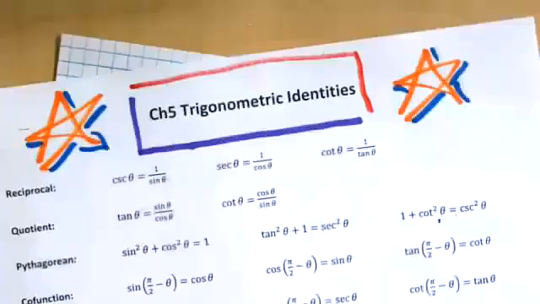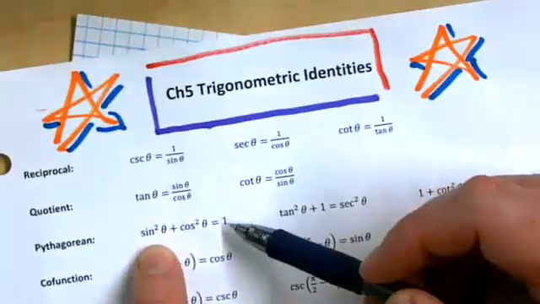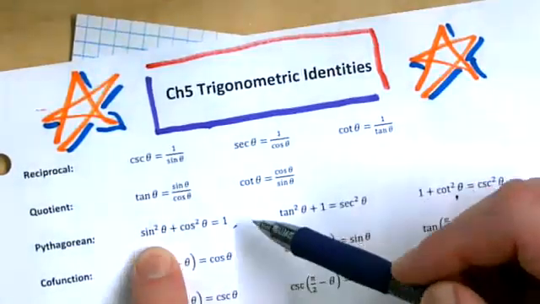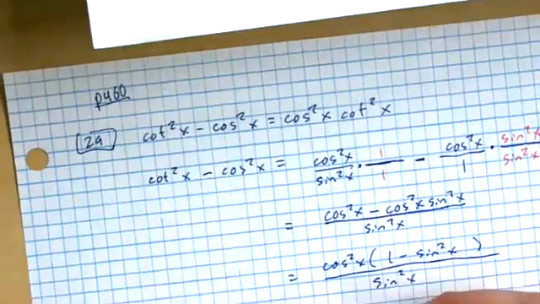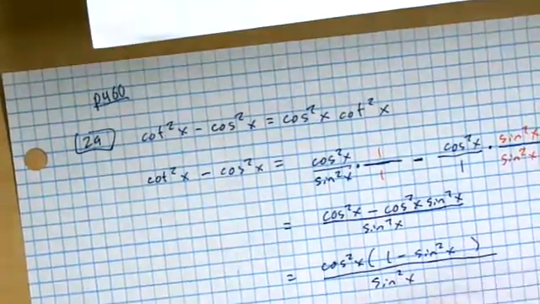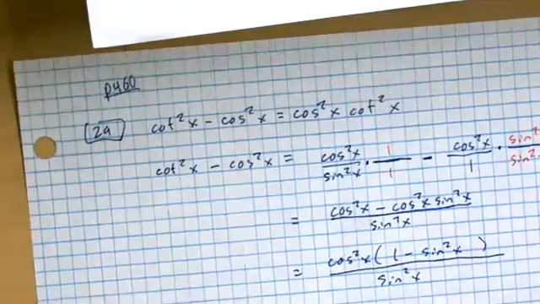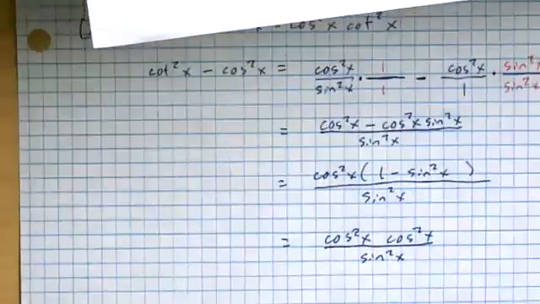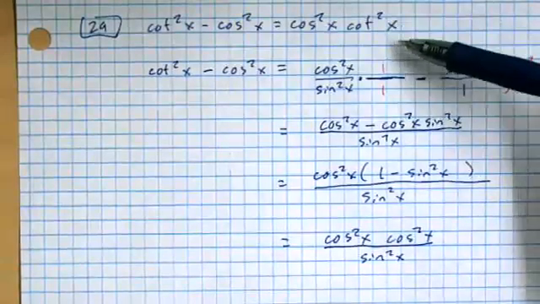Because if I start with this identity and think about subtracting sine squared from both sides, we'd end up with 1 minus sine squared equals cosine squared. Yeah. So I got cosine squared x and then another cosine squared x and a sine squared x on the bottom. What are we trying to get to again? We need cosine and cotangent.